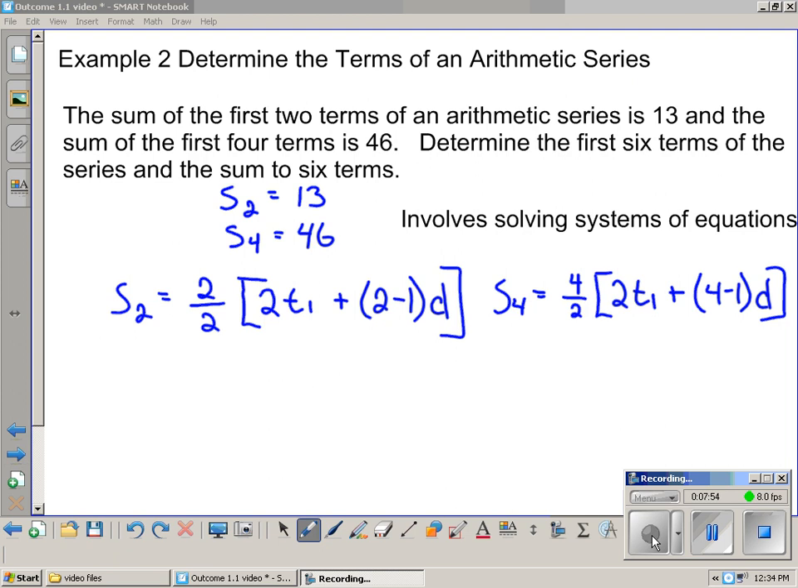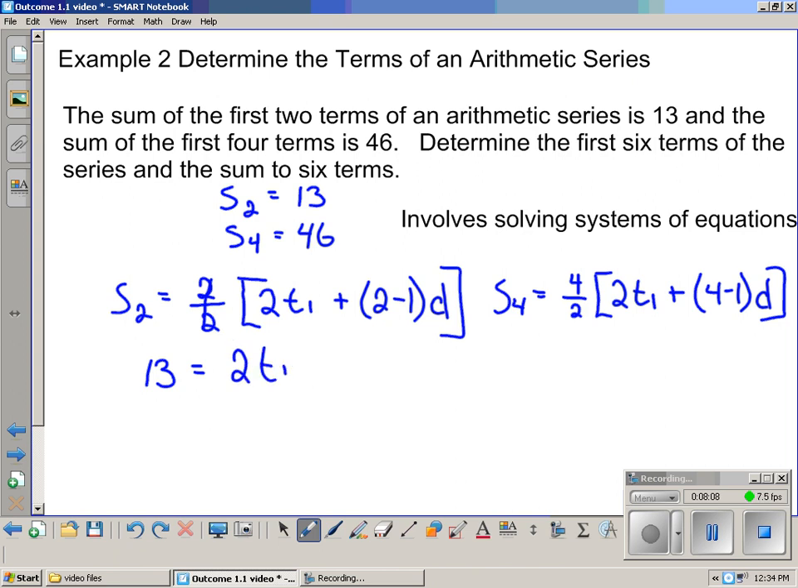Okay, go back to my sum of the first 2 terms. I know that the sum of the first 2 terms is 13. So I have 13 equals, 2 divided by 2 is 1, so this part will just disappear. And I have 2 t1 plus 2 minus 1 is 1, so it becomes plus d. So there's my first equation.